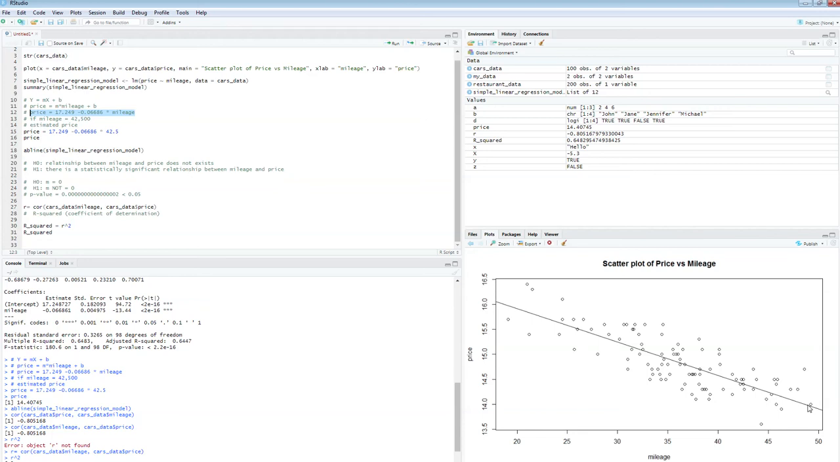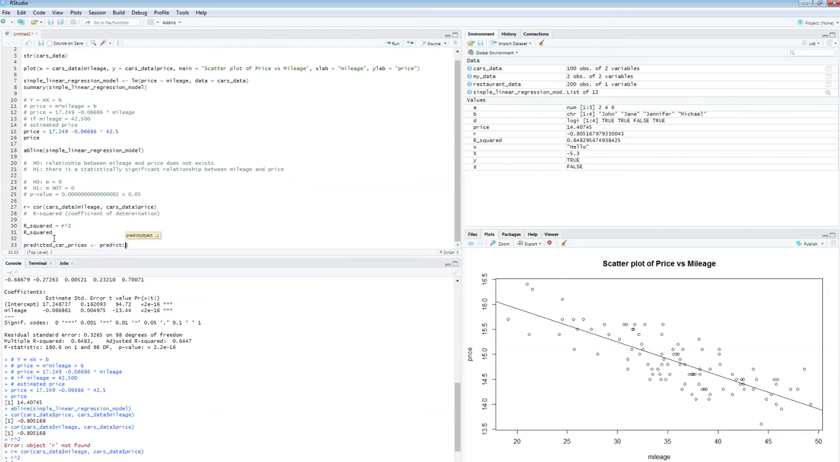So without further ado, let me go ahead and predict the prices for the cars that I already know the prices for. I'm going to call them predicted car prices. And prediction of the car prices is done very simply. There is a function called predict.